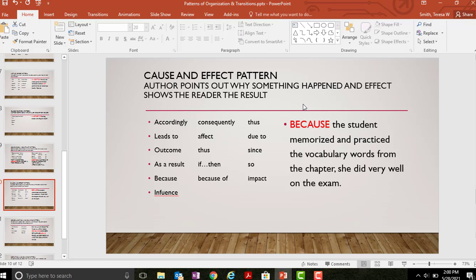Because the student memorized and practiced the vocabulary words from the chapter, she did very well on the exam. So here's what happened. The student memorized and practiced, and then the result is the student did well on the exam.